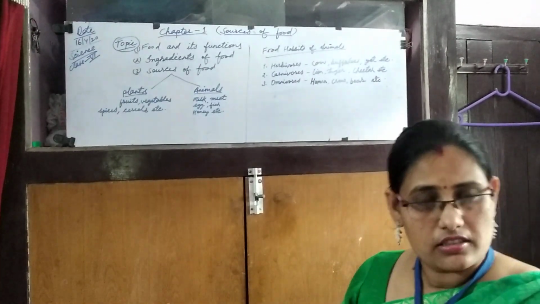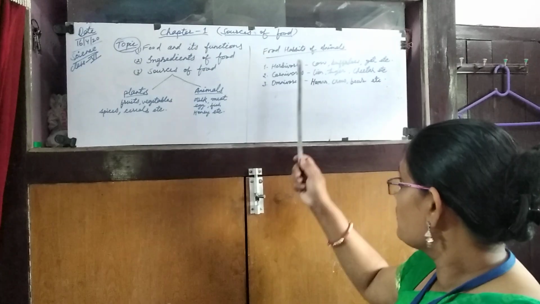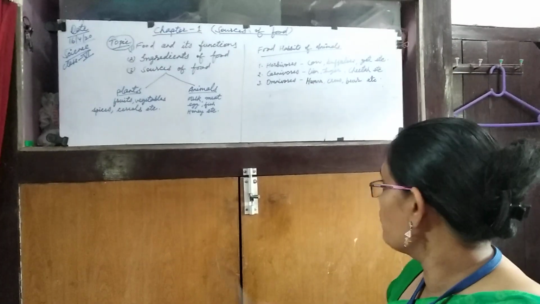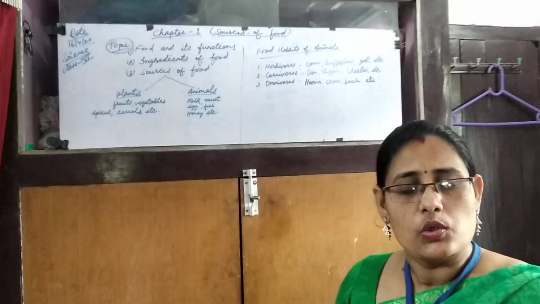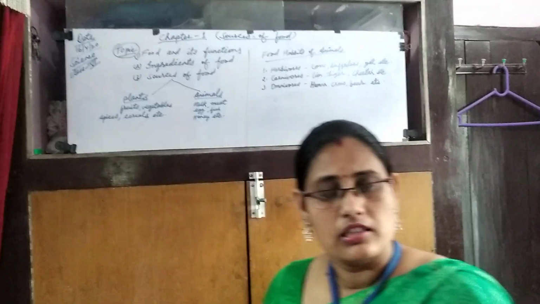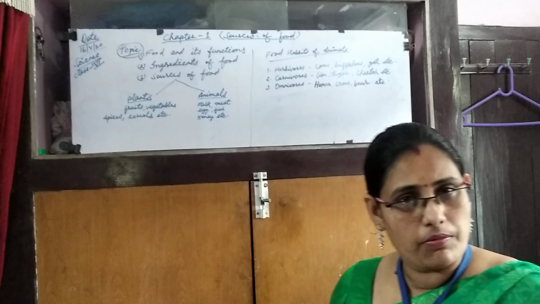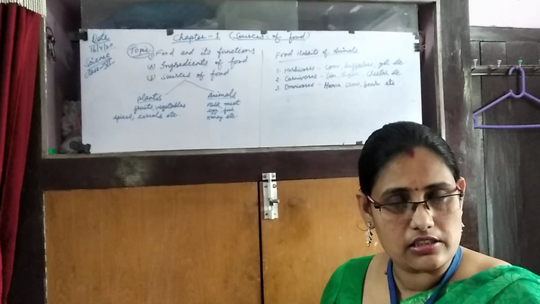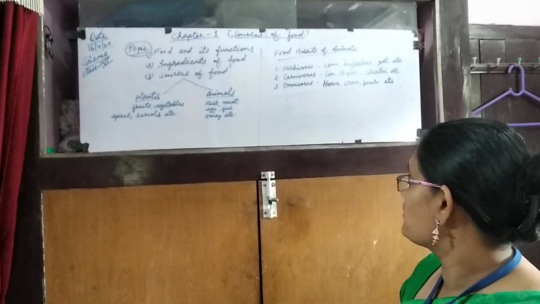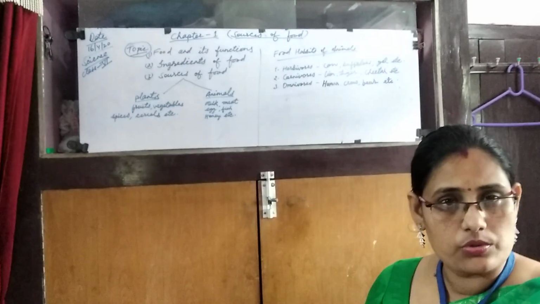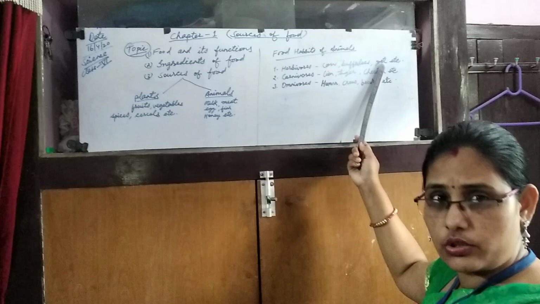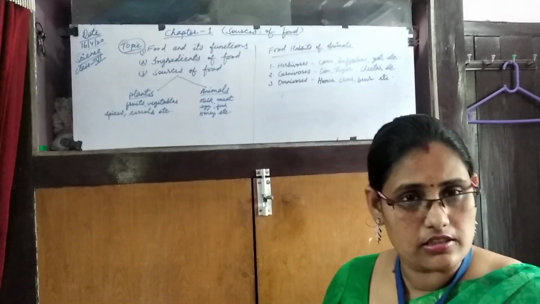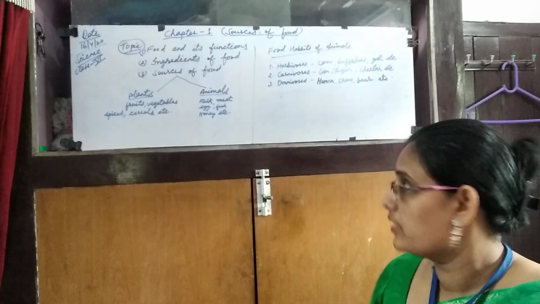Now we'll start with the first one. The first category of the animals are herbivores. Herbivores are those animals who eat only plants. It means they like to eat only plant products. That is why they are known as plant eaters. We can give some examples. Examples like cows, buffaloes, goat, etc. are herbivorous animals. They are plant eaters. They like to eat plants only.